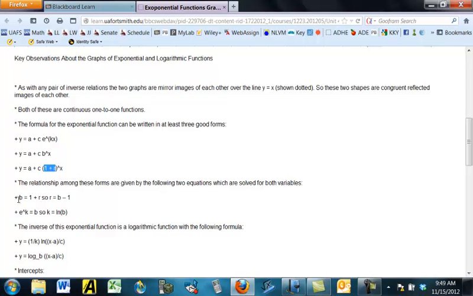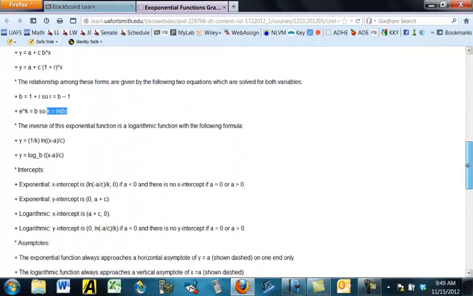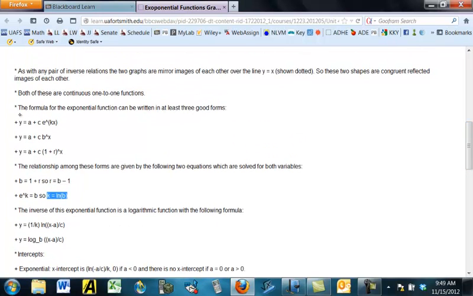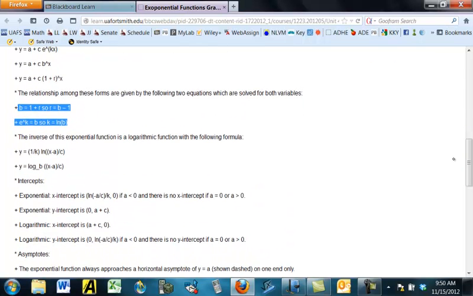Well, how do you do that? Here are the relationships. B is 1 plus r, so solving for r, r is b minus 1. Okay, e to the k power is b, so solving for k, k is the natural logarithm of b. Now the inverse is a logarithmic function. So these up here are for the exponential function. These relationships are just among these parameters, b, k, and r, regardless of which way we're writing them, exponential or logarithm. And here's the logarithmic form.